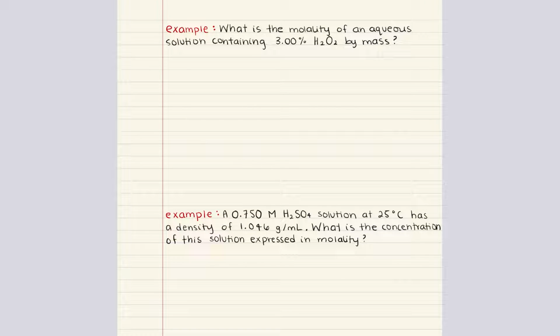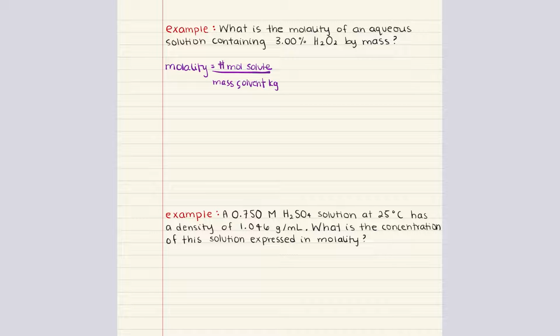This first problem says, what is the molality of an aqueous solution containing 3% hydrogen peroxide by mass? Now, whenever you're asked to express concentration in terms of a particular unit, you should begin by writing the formula for that unit. The formula for molality, which is what we're being asked for, is equal to the number of moles of solute divided by the mass of the solvent in kilograms.